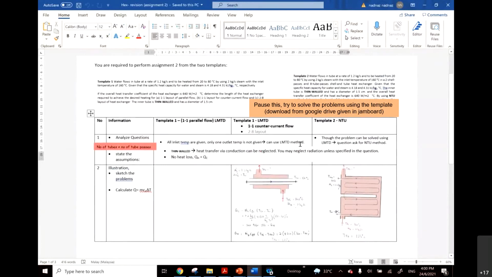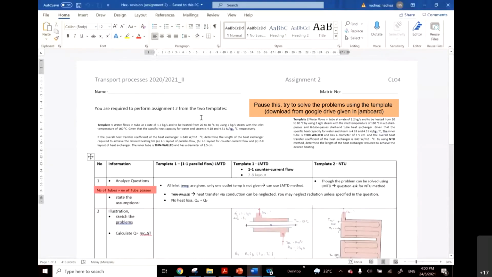Okay. So actually here I compare two templates. I gave two templates, template 1 and template 2. If you really compare template 1 and template 2, the question is actually the same. Except, what I analyze here is that all inlet temperatures are given, only the outlet temperature is not given. So we can use the LMTD method, because only one outlet temperature is not given. If both outlet temperatures are not given, then you cannot use the LMTD method at all.